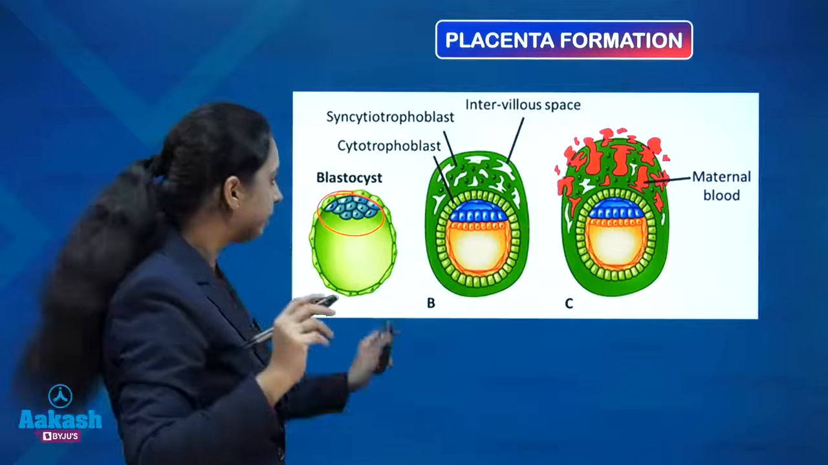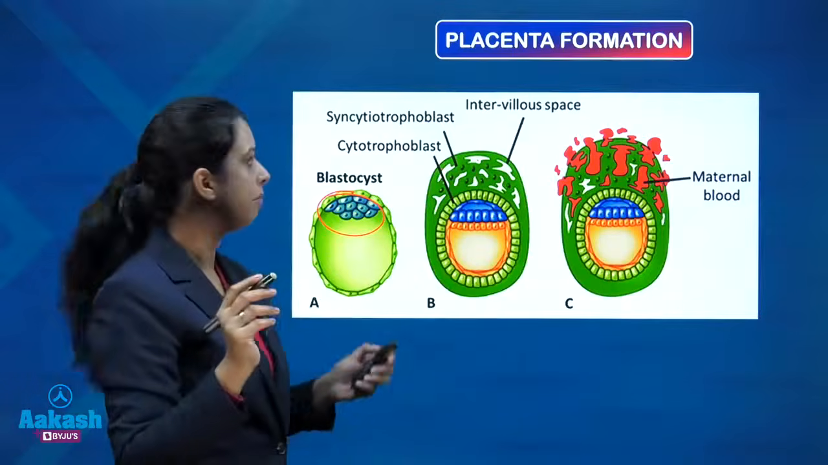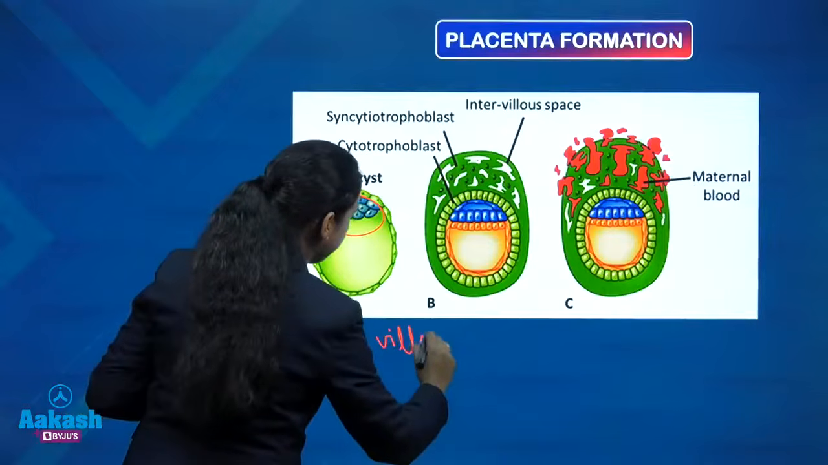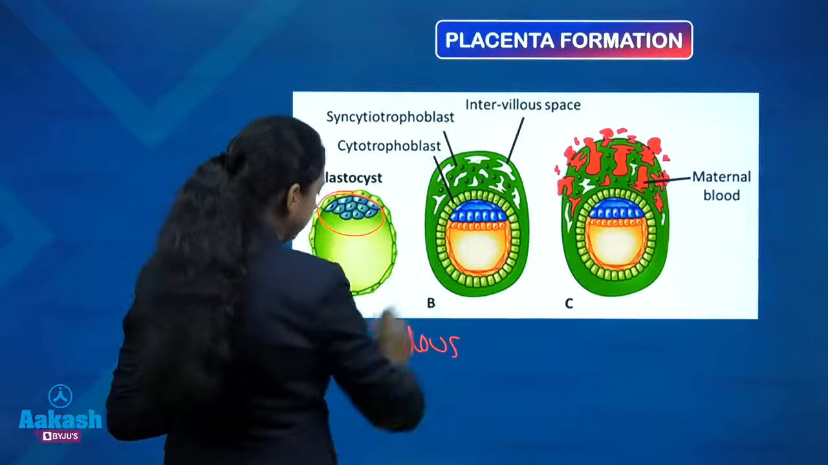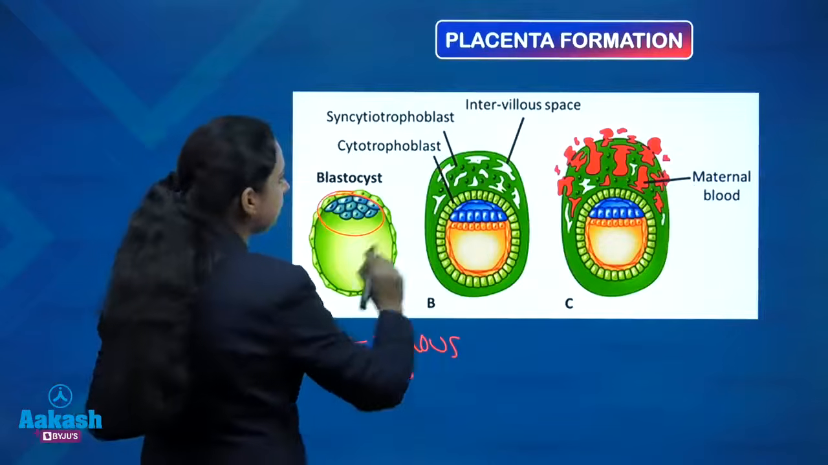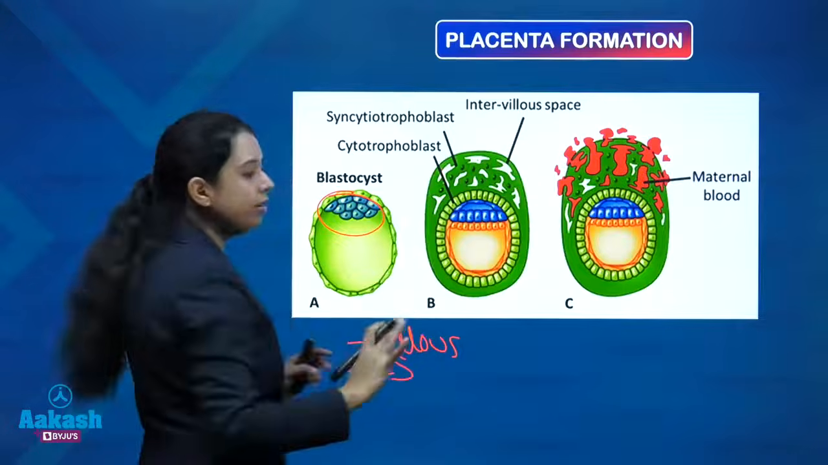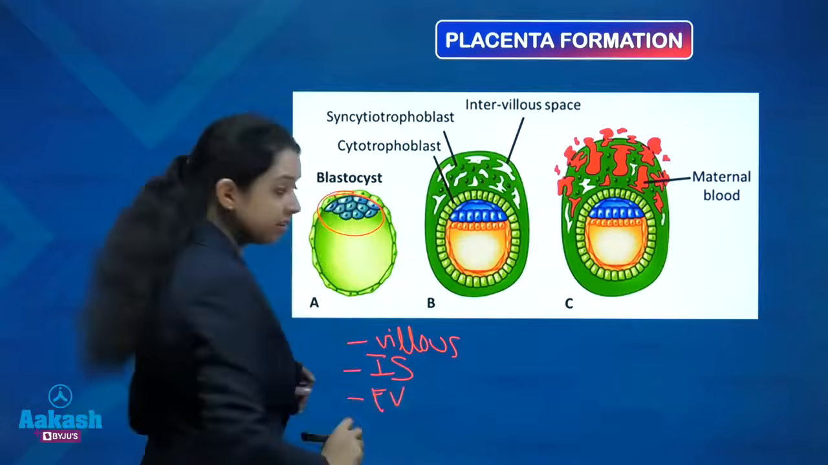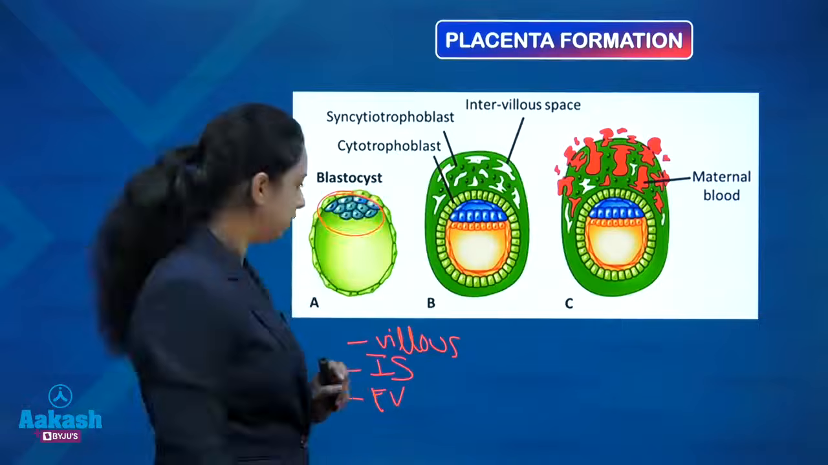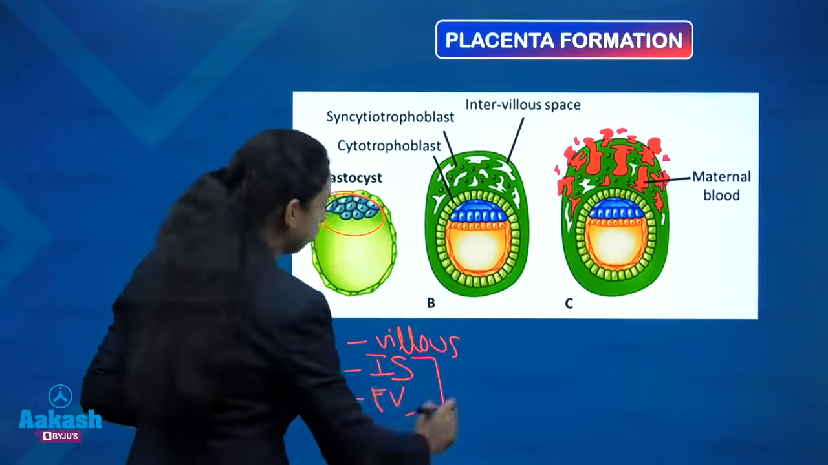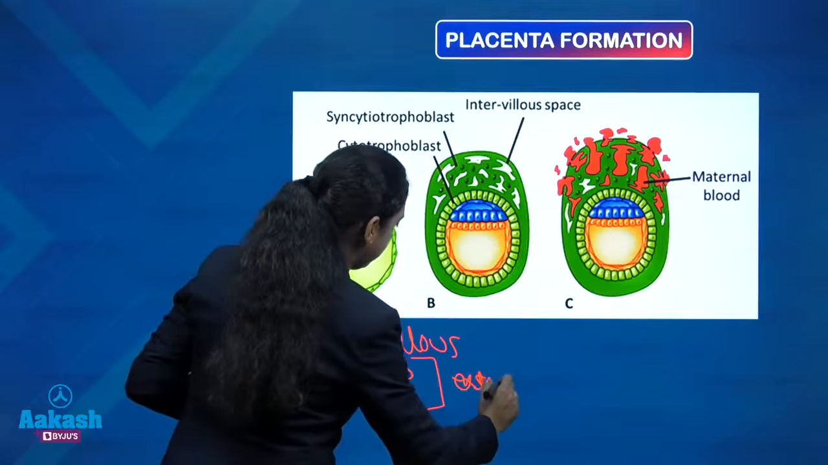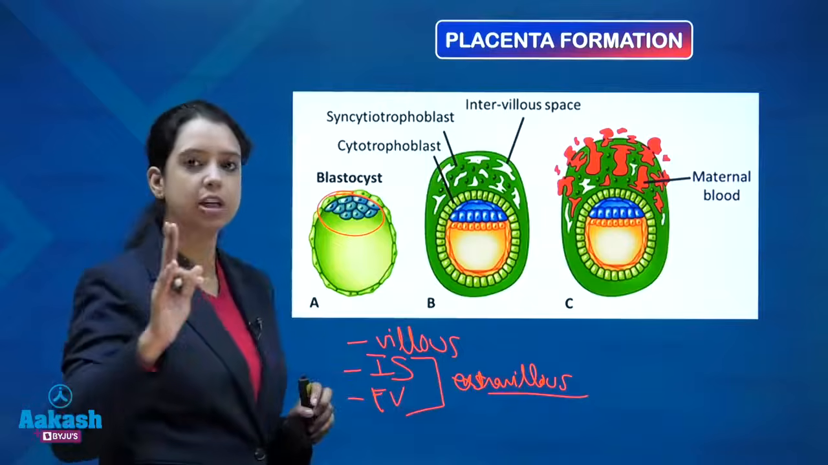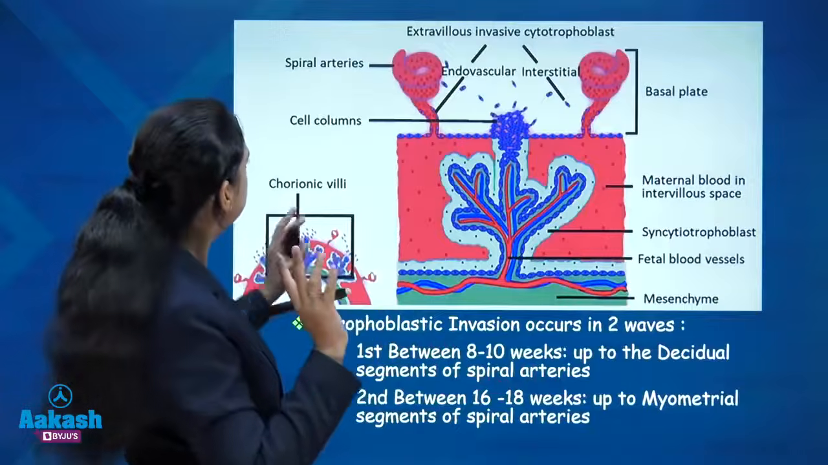Based on what structures are being formed, we can differentiate the trophoblast. Villous trophoblast is the one forming these villi. Next is interstitial, which forms the framework on which these villi lie. Next is endovascular, those trophoblasts which invade your arterioles. The interstitial and endovascular together are called extravillous. Clear? So this is what is happening.